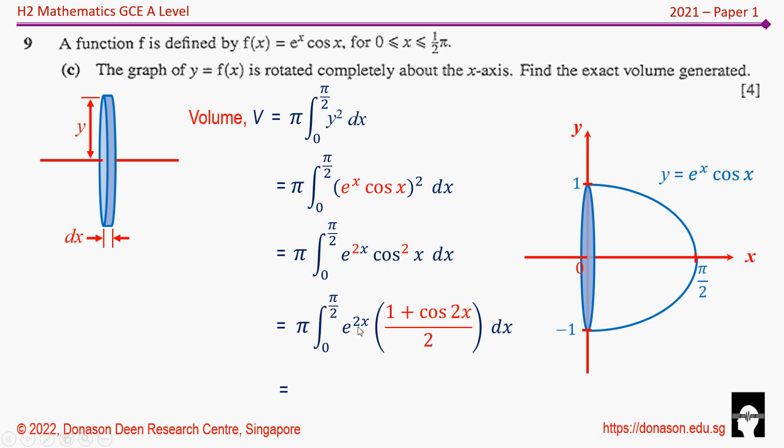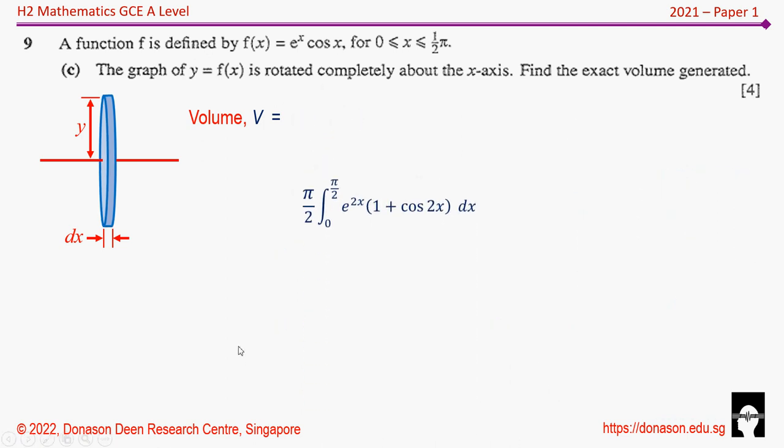So now e to the power of 2x, and we have got a 2 here. Since it is a constant, it would make more sense to take it outside the integration sign. So I am just going to pull it out, pi over 2, because both of them are constant. And what I am going to have inside the integral is e to the power of 2x times just the numerator, 1 plus cos 2x, dx.